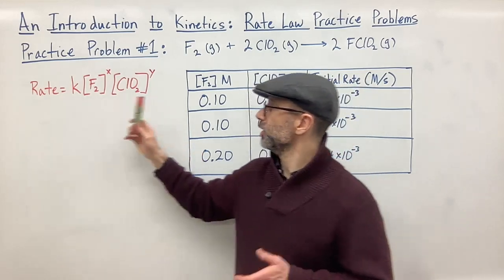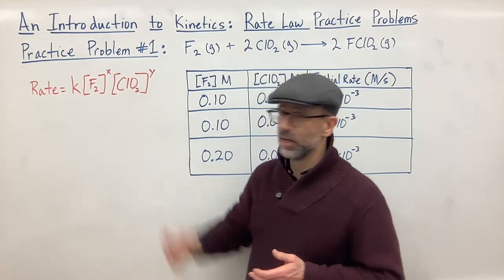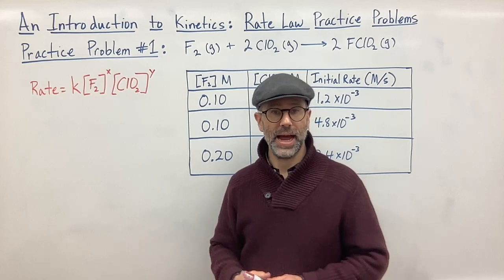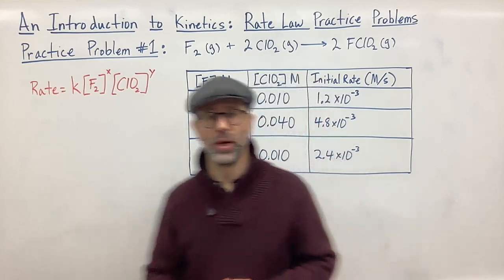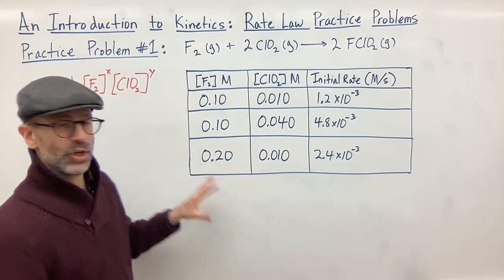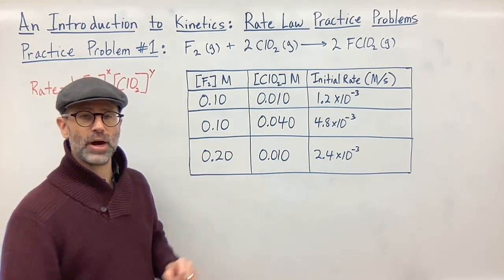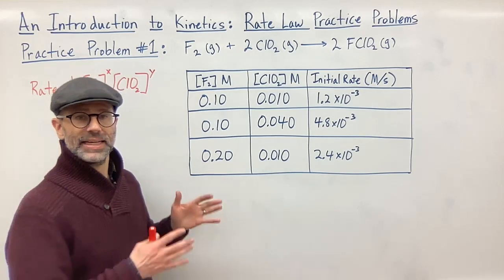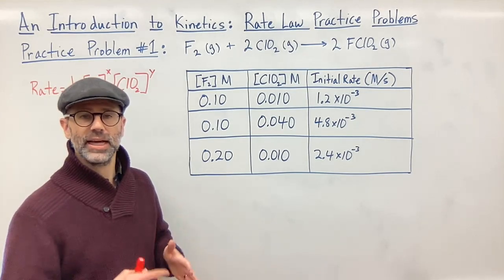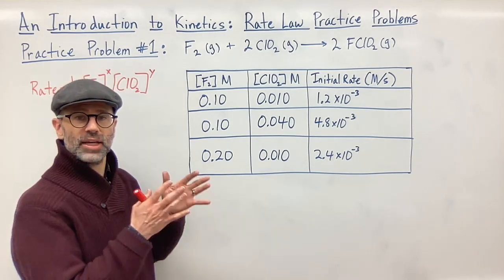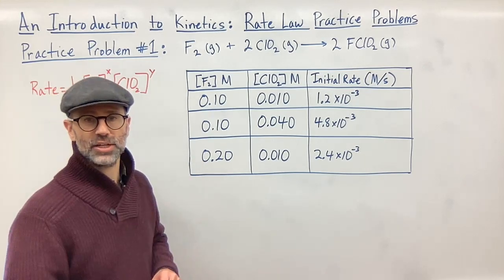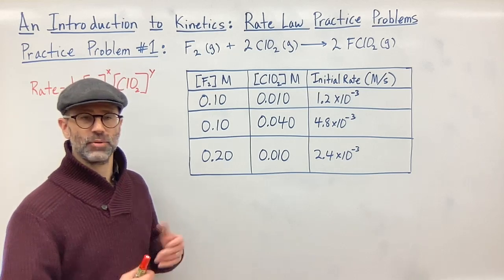And so now what we need to do is figure out what x and y are and see if either of these stay in the actual expression. So this is where your data is going to come in. You've got data here, and what you want to do is find two trials where one reactant is constant and the other reactant is changing, and we want to compare how the concentration of one reactant changes and how that affects a change in the initial rate of the reaction.